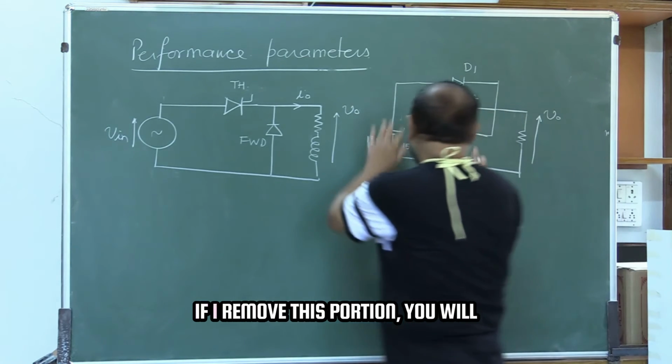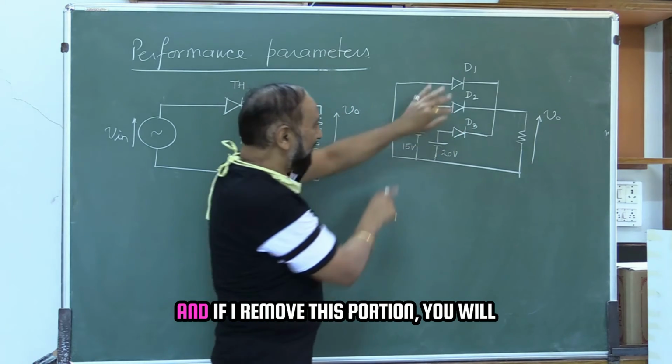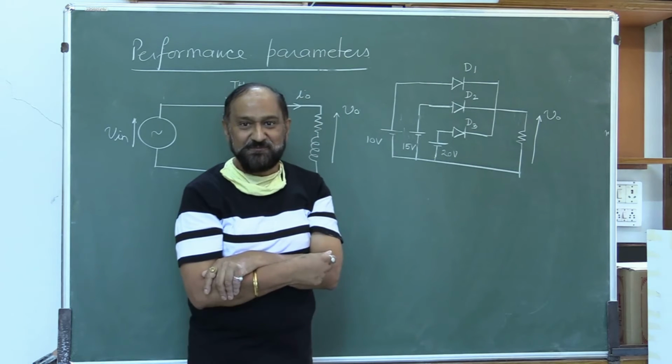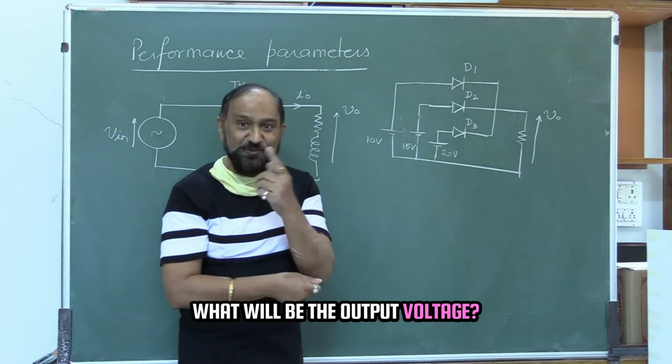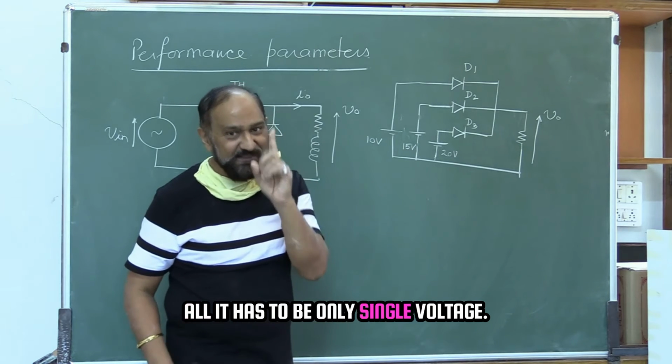volt. If I remove this portion, you will see output voltage will be 15 volt. And if I remove this portion, you will see output voltage will be 20 volt. What will be the output voltage? It cannot be 10, 15 or 20 all. It has to be only a single voltage.